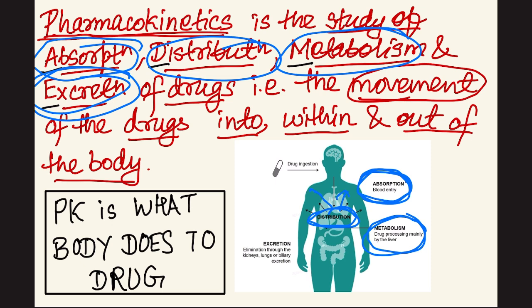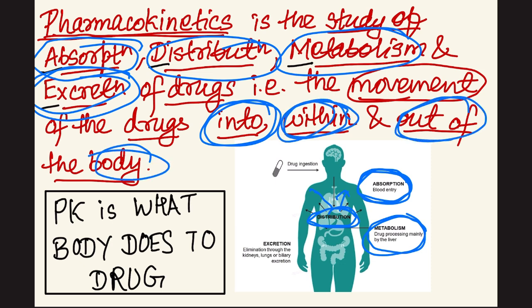So as you can see, when the drug is getting absorbed, it is entering into the systemic circulation, then it travels in the body, that is distribution, that is within the body, and it is getting excreted out of the body, that is called excretion. So pharmacokinetics is basically the movement of the drugs into, within, and out of the body. So it is basically what the body does to the drug.